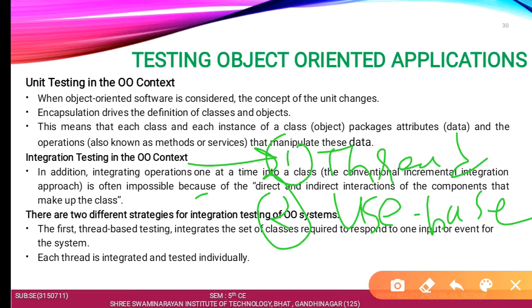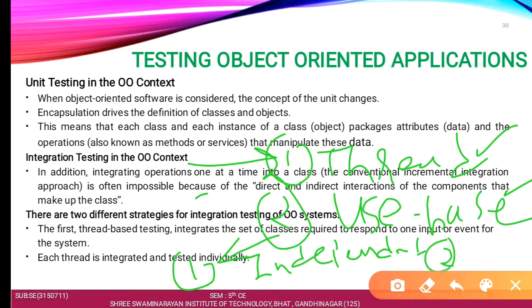Then use-based testing, the second one. Use-based testing also covers two parts. The first one is called independent class testing, and the second one is dependent class testing. The independent classes are those classes that use the server classes, and dependent classes are those classes that use the independent classes.